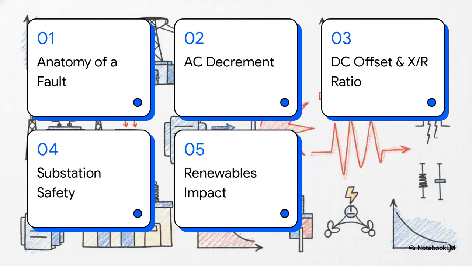So here's the game plan for this explainer. First, the anatomy of a fault. Second, we'll deconstruct AC decrement. Third, we'll look at DC offset and the X/R ratio. Fourth, we'll tie that into substation grounding safety. And finally, number 5, we'll explore grid strength and renewables.